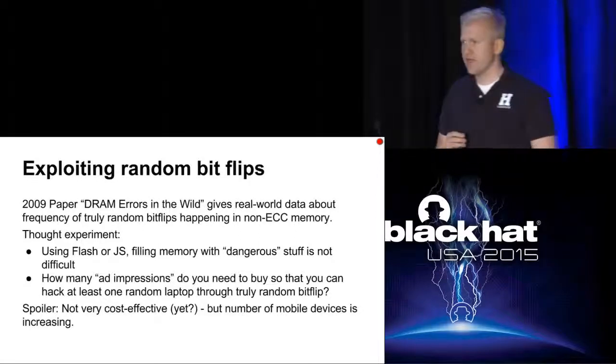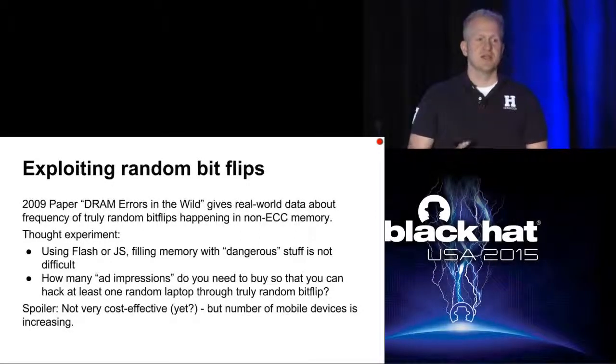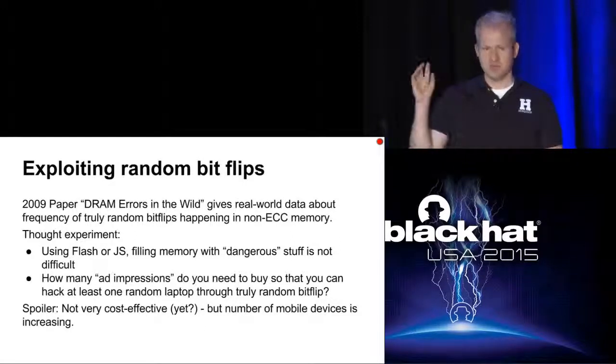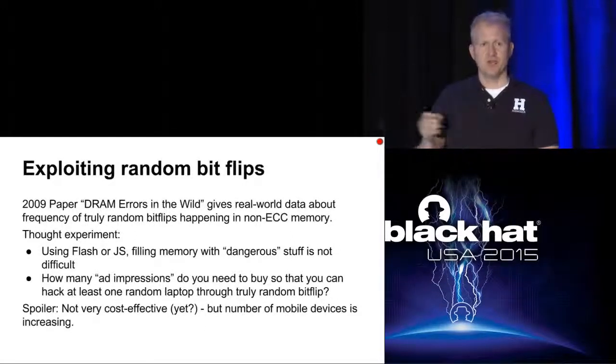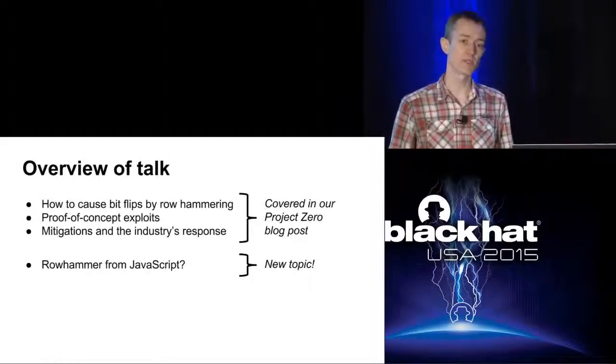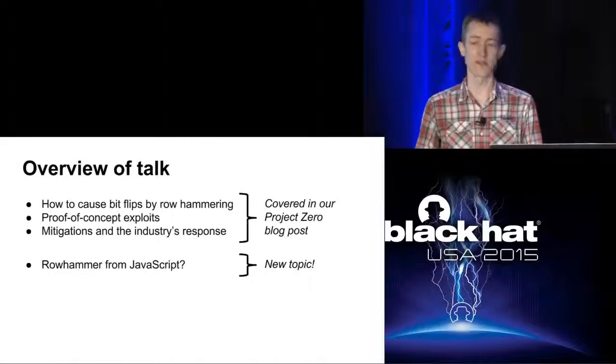And that leads to a fairly interesting thought experiment, because these days you can buy ad impressions, and these ad impressions allow you to run JavaScript or Flash inside of somebody else's computer. So this leads to a fairly obvious thought experiment: if random bit flips happen this often, and if I can exploit them to gain privileges outside, like from a JavaScript sandbox... We covered this in the blog earlier this year, but I'll also talk about one more topic that we've learned more about since then, which is about the possibility of doing rowhammering from JavaScript.